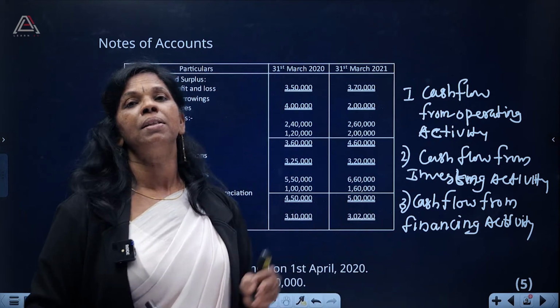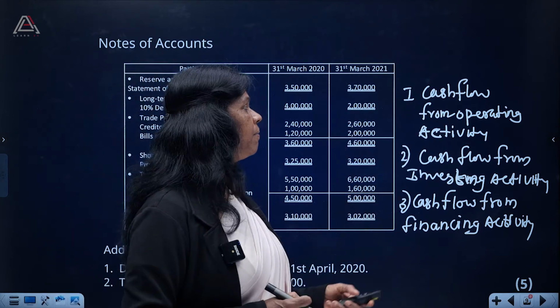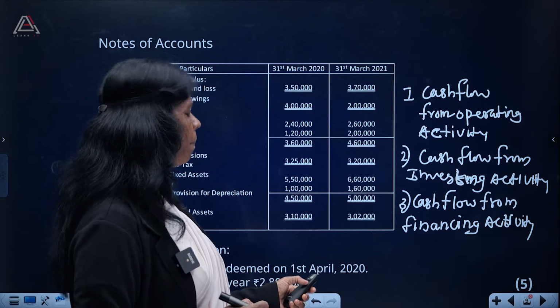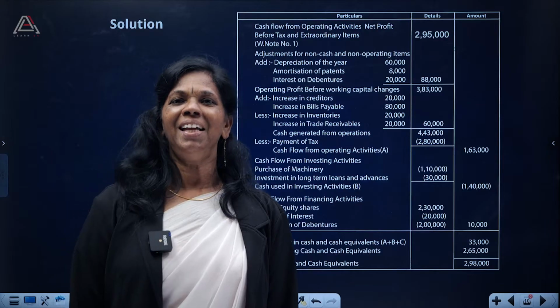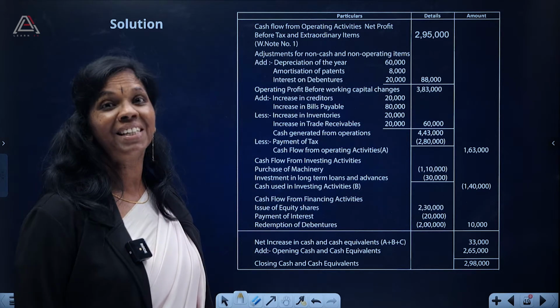Then let us see the solution, how the cash flow statement is prepared. First, cash flow from operating activity. Okay, let us see the solution first. Then first, cash flow from operating activity.